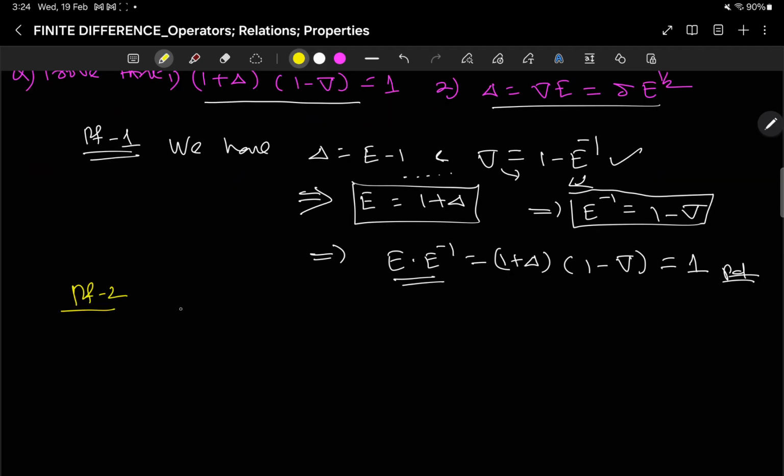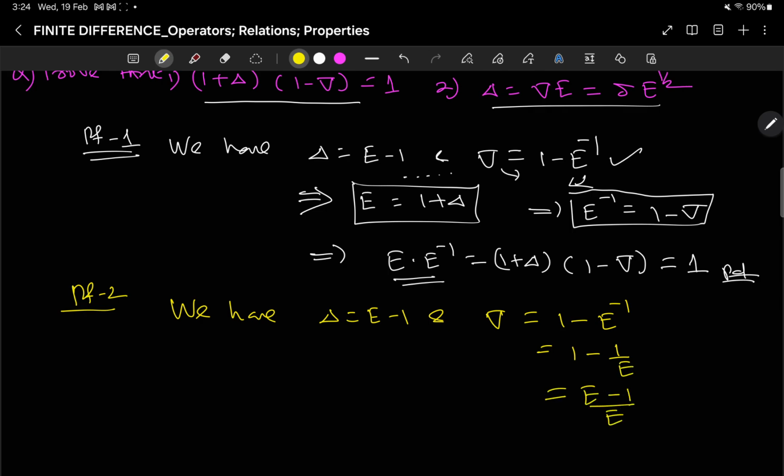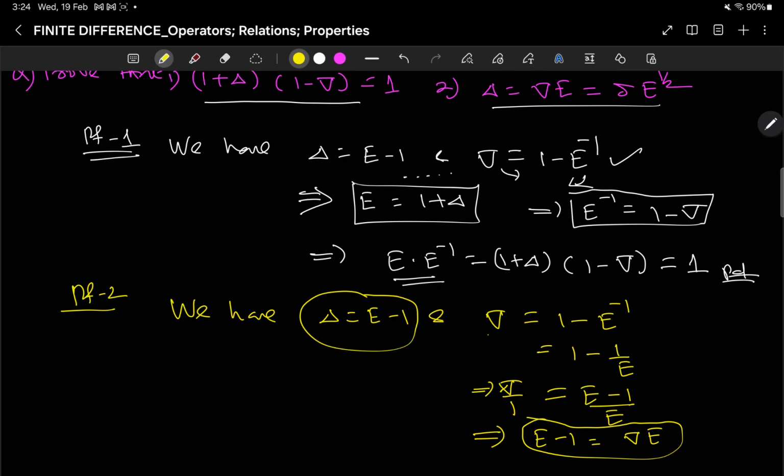Coming to the proof of 2, we have del is equal to E minus 1 and inverted del is 1 minus E inverse. So this is 1 minus 1 by E. If you simplify, it is E minus 1 by E. So this means inverted del by 1, cross multiplication. So this implies E minus 1 is inverted del E. You see, from this, del is equal to inverted del E.